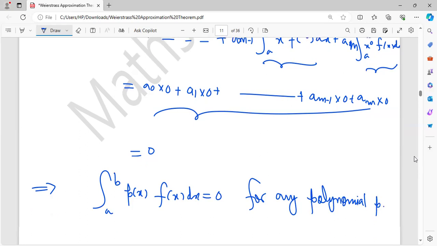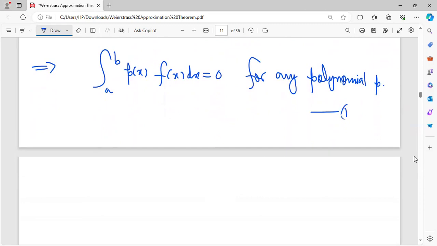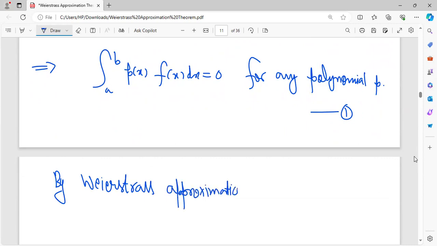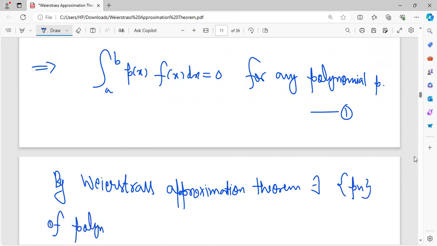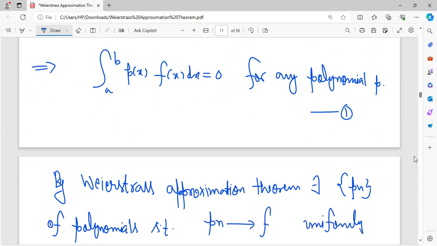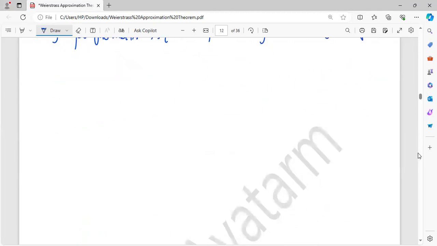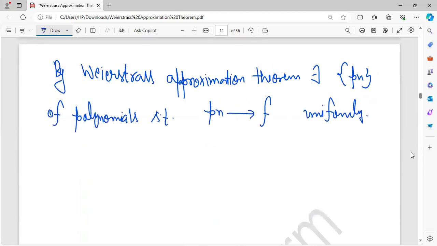Now, call this equation number 1. Why the Weierstrass approximation theorem? Because the function is continuous, so f is continuous on the closed interval a to b. By the Weierstrass approximation theorem, there exists a sequence of polynomials p n such that p n converges to f uniformly on a, b.